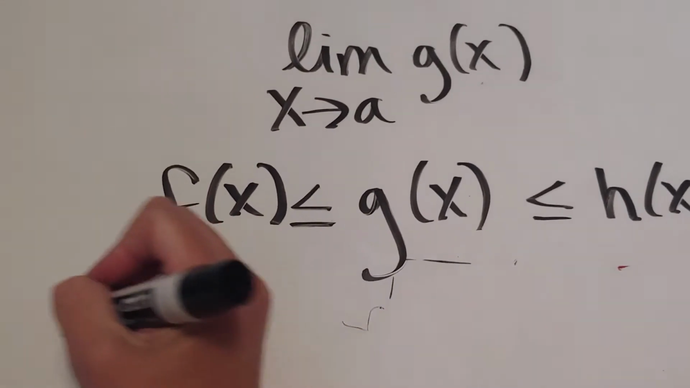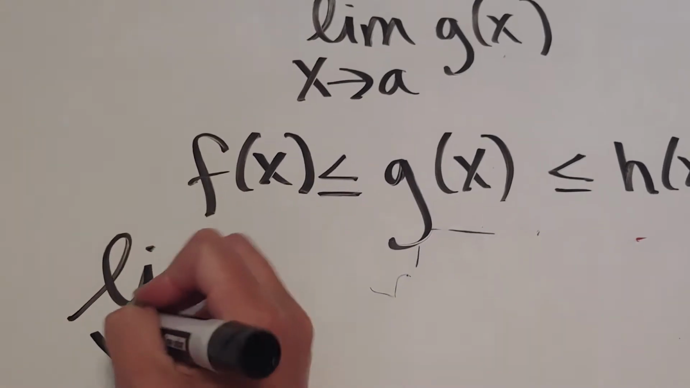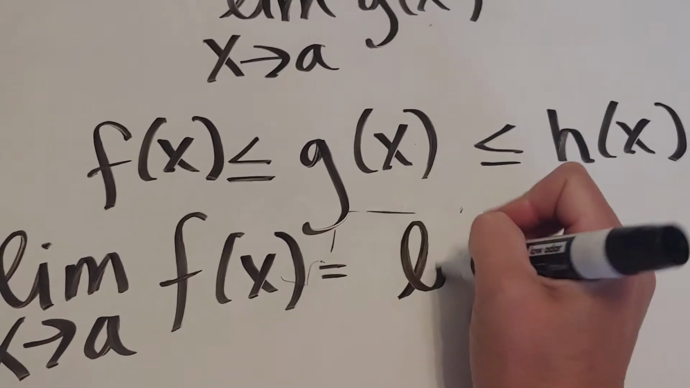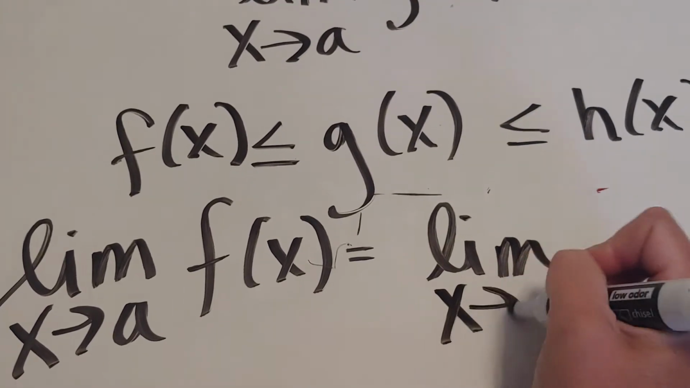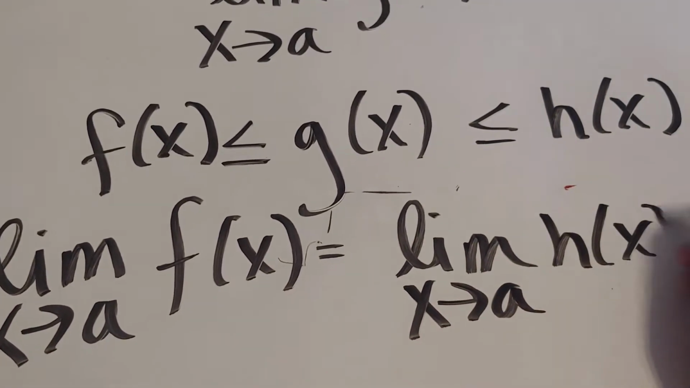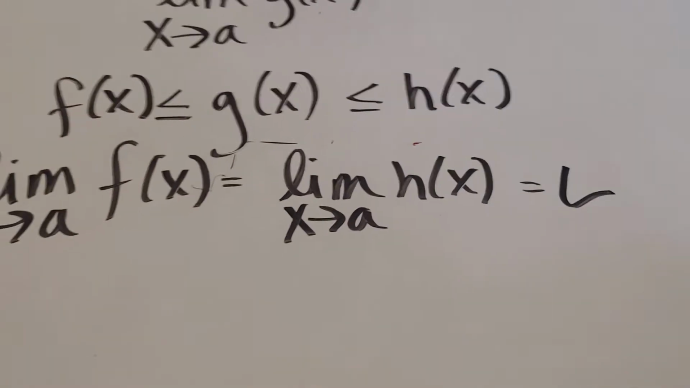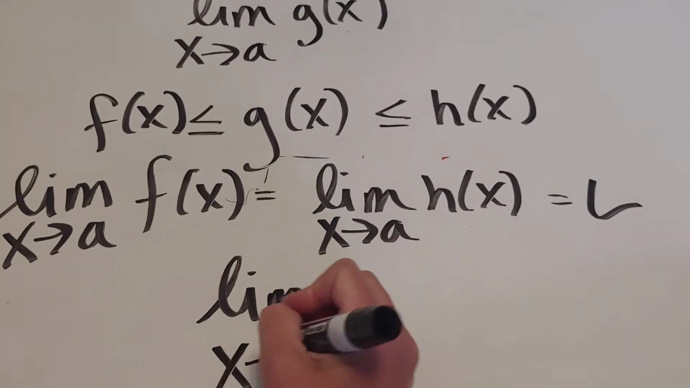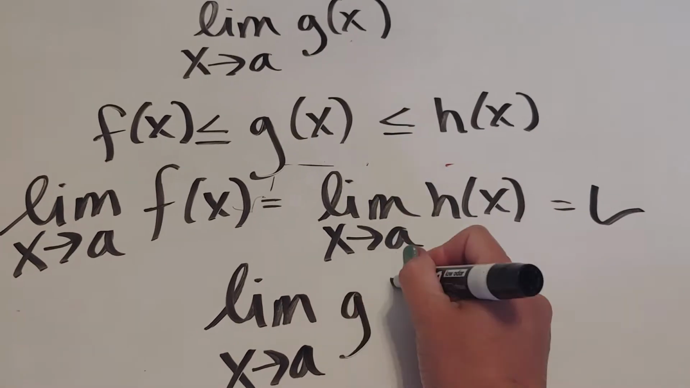then what should happen is, if these endpoints are going to the same value, then that means that the middle guy has to also be going there.